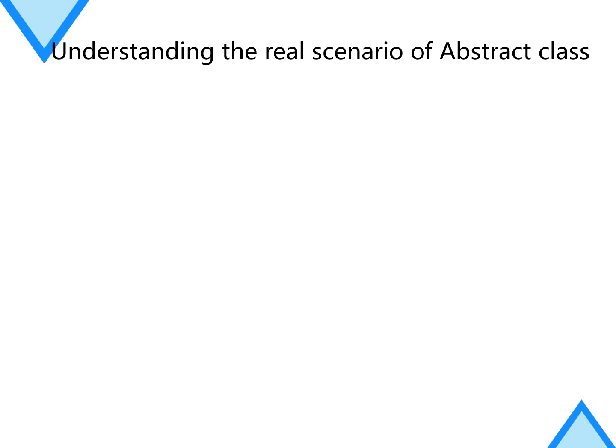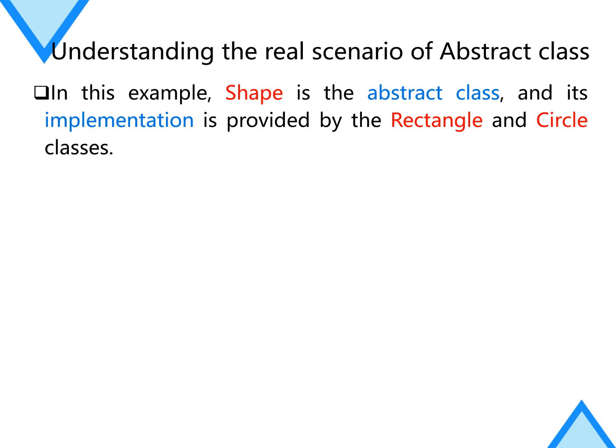So in the previous example, we implemented multiple inheritance through abstraction. As a normal practice, we cannot implement multiple inheritance in Java. In this example, shape is the abstract class, and its implementation is provided by the rectangle and circle classes. So shape is the main class, and it has two subclasses: one is rectangle and one is circle class.